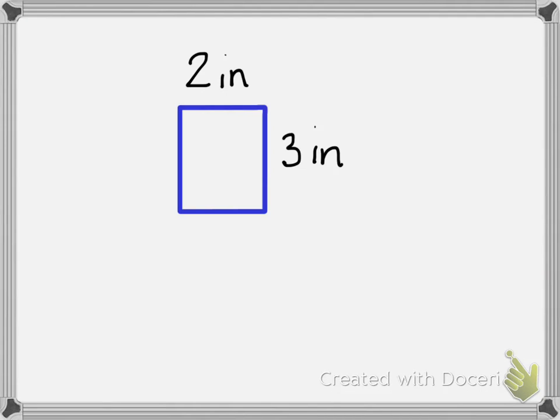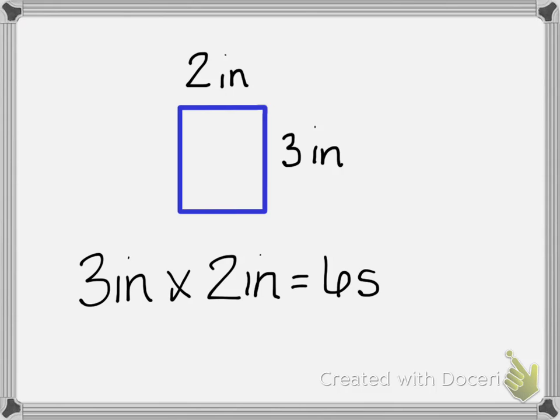Let's try finding the area of this rectangle together using the formula length times width. The length of this rectangle is 3 inches and the width of this rectangle is 2 inches. 3 inches times 2 inches equals 6 square inches.